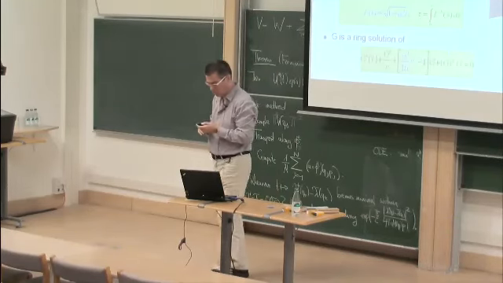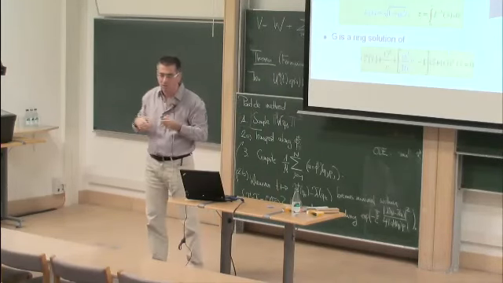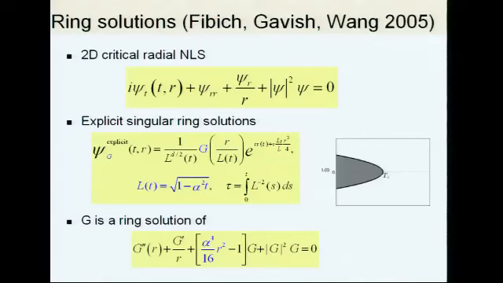Now in 2005, we found a new type of singular solution of the critical NLS, which collapsed with the ring profile, not with the R profile. So here we took the 2D cubic NLS. These solutions are also, you can write them in explicit form, psi G. It's almost like the psi R, only now there is G instead of R.